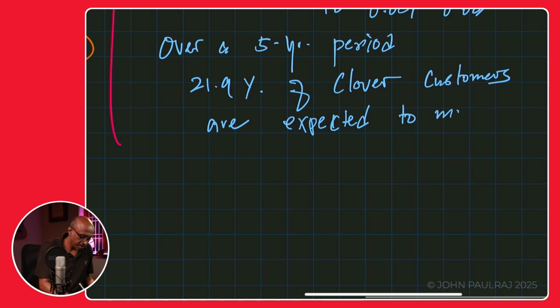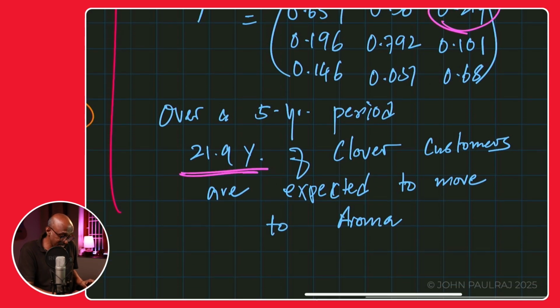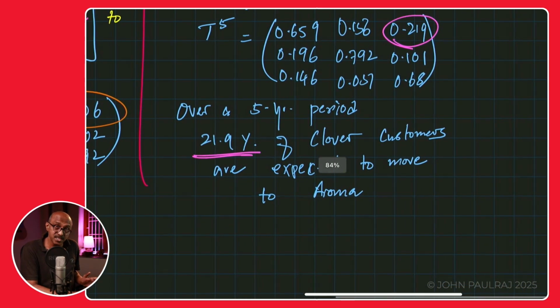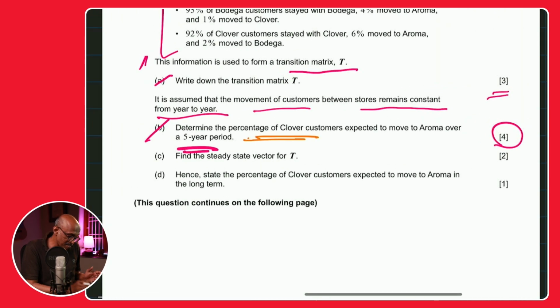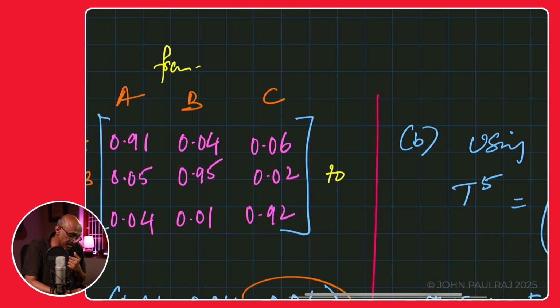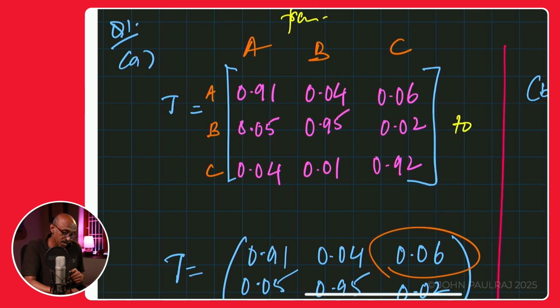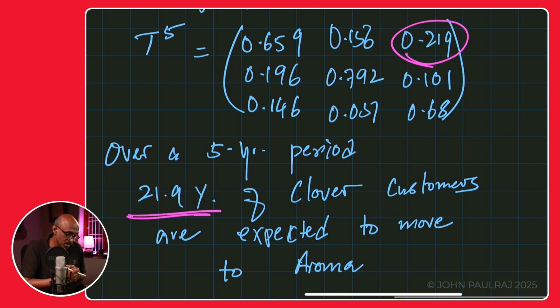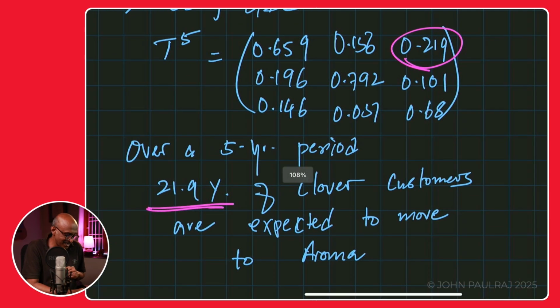to move to Aroma. Okay, make sure you get into the habit of writing the correct responses in sentences and words, but keep in mind the context of the question. Use the language that's present in the question. Okay, that'll help. So basically, we're looking at how many people from Clover are expected to move to Aroma, and therefore, as I explained earlier, this is from the columns in T. If we look at that entry, it is 0.219 as a decimal, but as a percentage, it is 21.9.